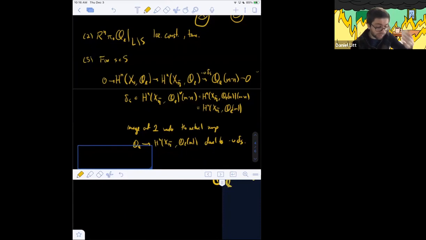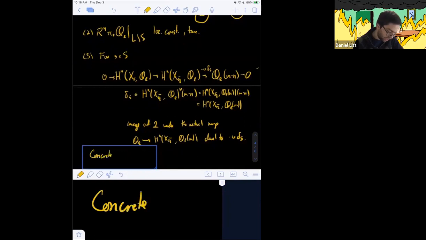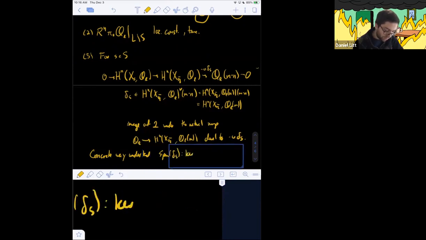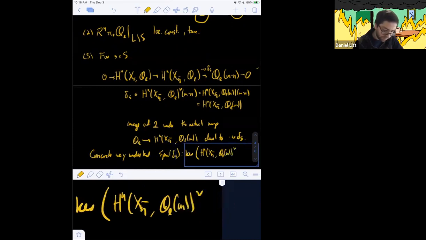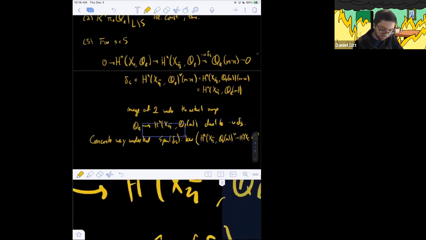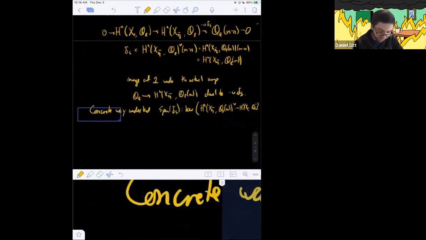But the point I want to make is that there's a concrete way to understand the span of delta S. It's the kernel of the dual of the co-specialization map, which goes from Hn X eta bar QL of M dual to HnXS QL of M dual. Sorry, I kind of ran out of space there.